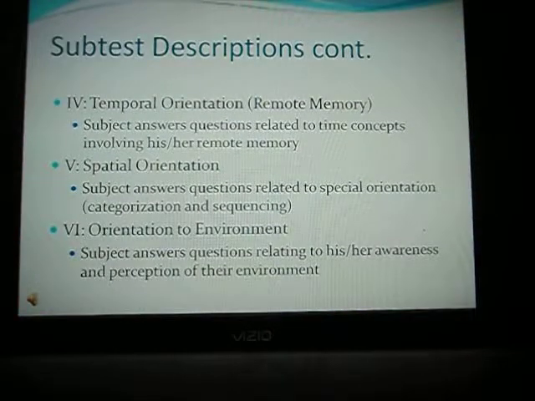Subtest 4, temporal orientation, remote memory. Subject answers questions related to time concepts involving his or her remote memory. Subtest 5, spatial orientation. Subject answers questions related to spatial orientation, categorization, and sequencing. Subtest 6, orientation to environment. Subject answers questions relating to his or her awareness and perception of their environment.